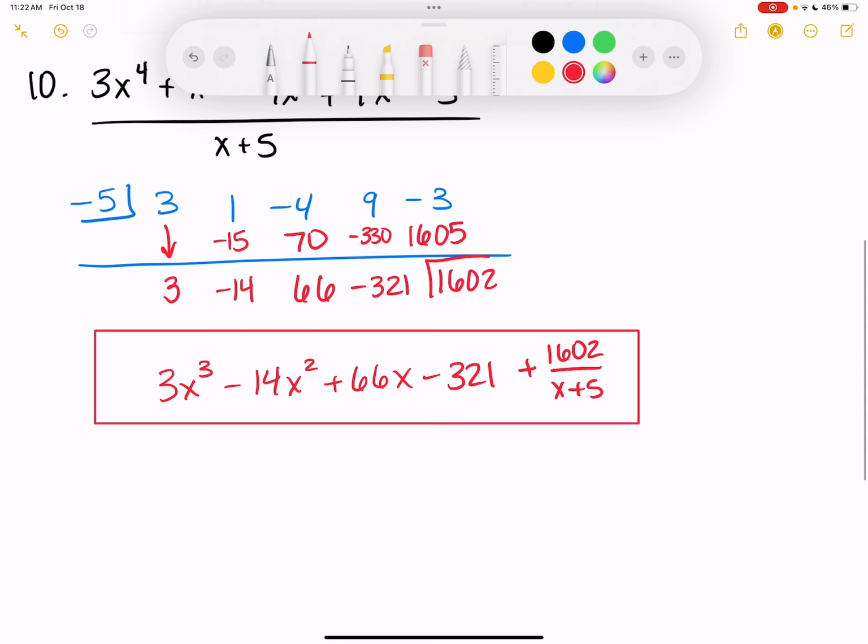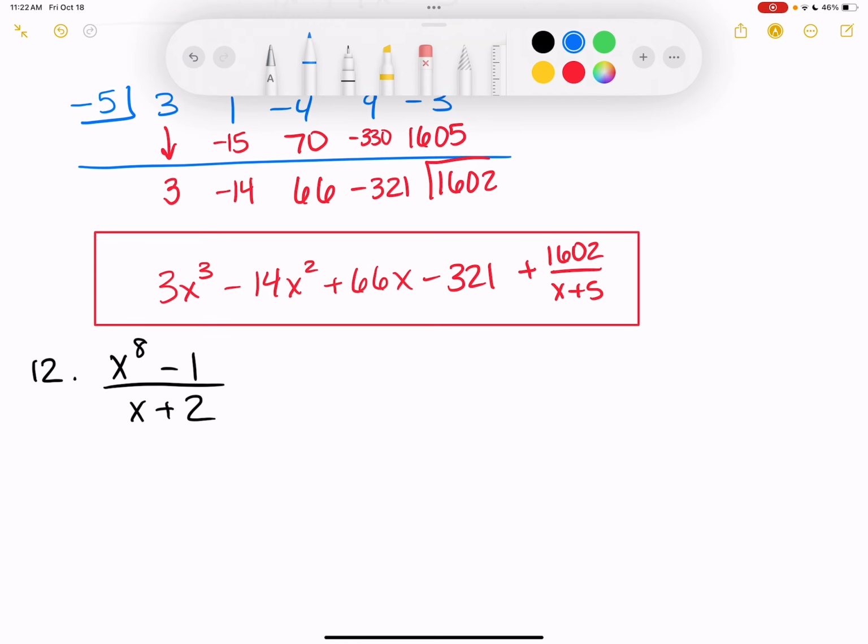All right, one more of these ones. Number 12. x to the 8th minus 1 over x plus 2. What do you notice about this one? It's missing a lot of them. So, I put negative 2 in the box. The first term is x to the 8th, so I put a 1 there. I'm missing x to the 7th, x to the 6th, x to the 5th, x to the 4th, x cubed, x squared, and x, and then I have a constant term.